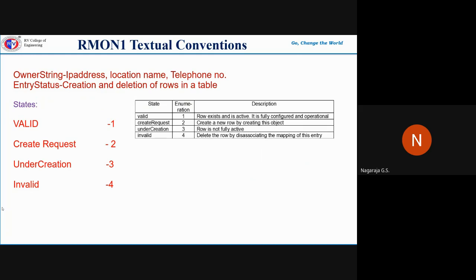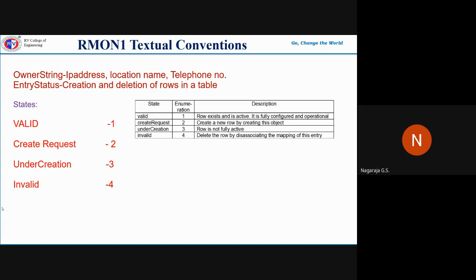The states may be invalid. If it is valid, it is 1. Create request is 2. Under creation is 3, and invalid is going to become 4. Remember, it is a hyphen symbol there. You can just notice it on the right hand side of the table.